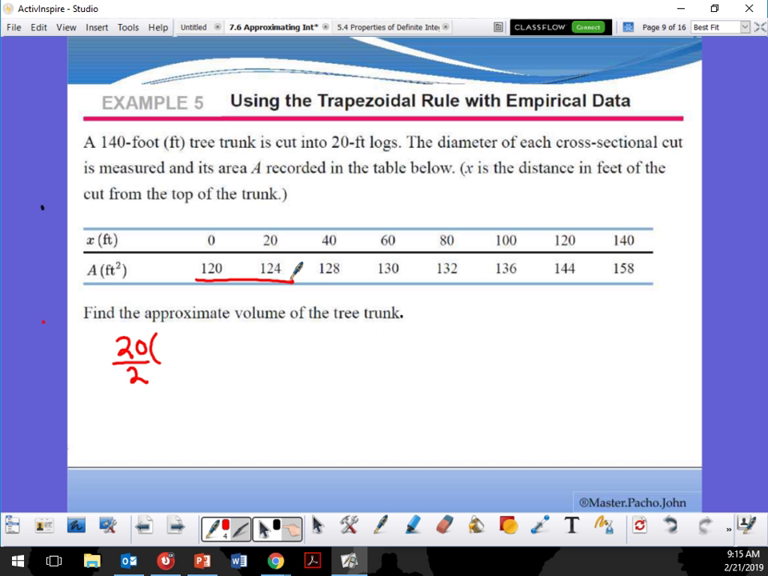So that's going to give me 120 plus 124. Yes? Yeah. So there's that. And now let's do the next one. So plus 20 over 2, times my 128 plus 130. That's 20 from here to here, right? Plus 20 over 2. And that's going to be, oh crap. Yes, I just noticed that. Thank you.